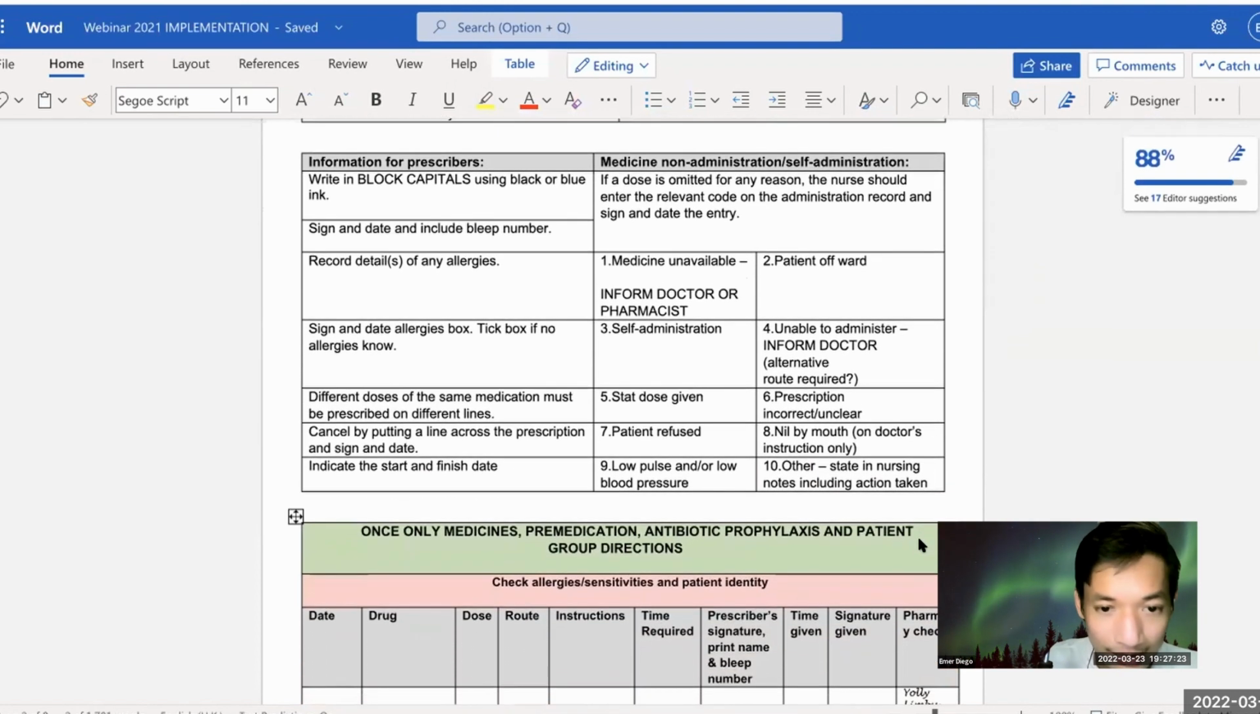Okay, so let's break down the different codes for examination. So number 1 is the medicine unavailable. Okay, so I've discussed this earlier. There might be an instance wherein the medicine is unavailable.